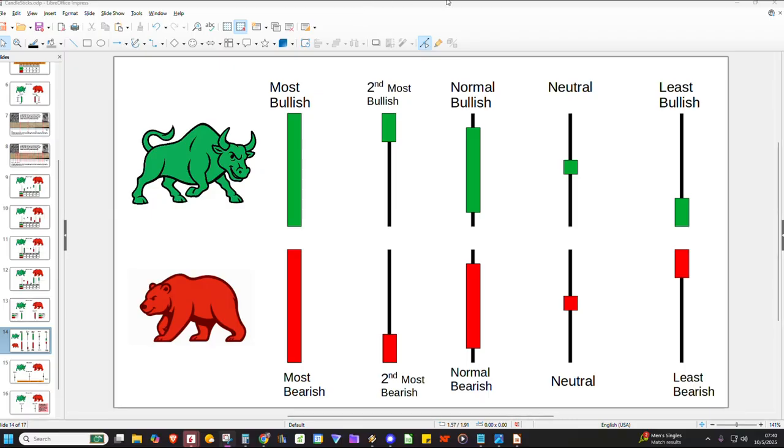So this first one, the most bullish bar, or the most bearish bar, you'll see the inverse on the bottom, is exactly what we have here. The bullish bar is 100% bullish because it opens and then closes higher without any retracement or any shadows on the candle. That means it opened, closed higher, the battle is completely won by the bulls.